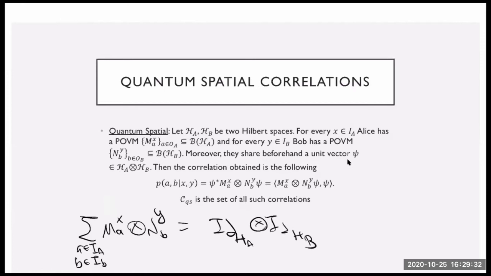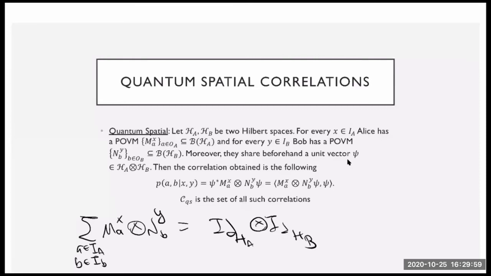And this fact implies that the sum of all such numbers when you go over all the ABs is 1. And this implies that this is actually a probability distribution, so a conditional probability distribution for any X and Y. Okay, great.